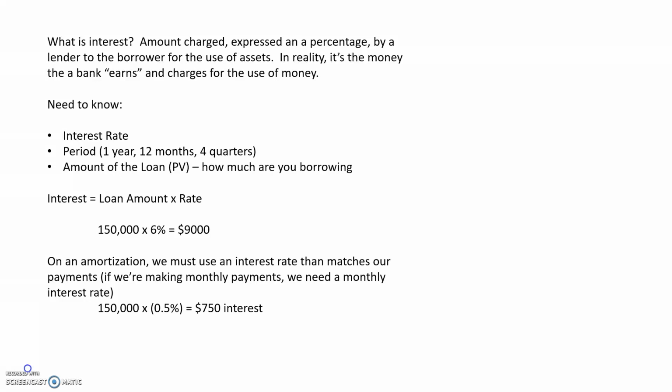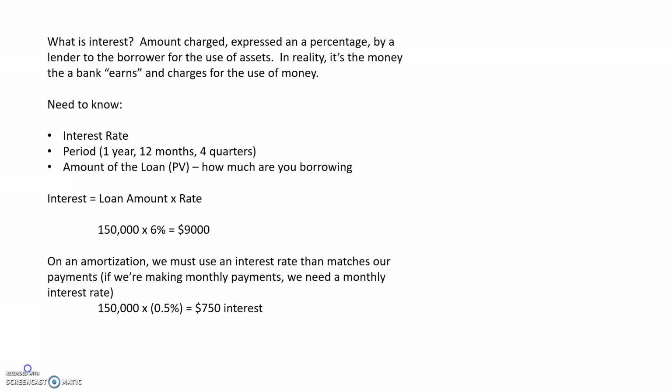We need to know three things. We talked about those Thursday night. We need to know the interest rate, which is typically expressed as an annual rate. We need to know the period for which we're borrowing. Are we borrowing it for 3 years? Are we borrowing it for 12 months? What's the period? And how much are we borrowing? Are we borrowing $100,000? Are we borrowing 80% of the value? What is it that we're borrowing?